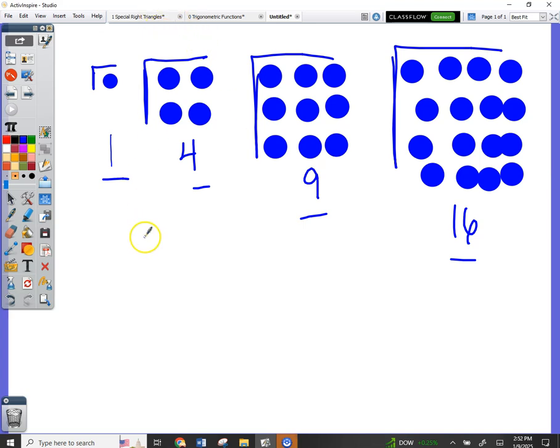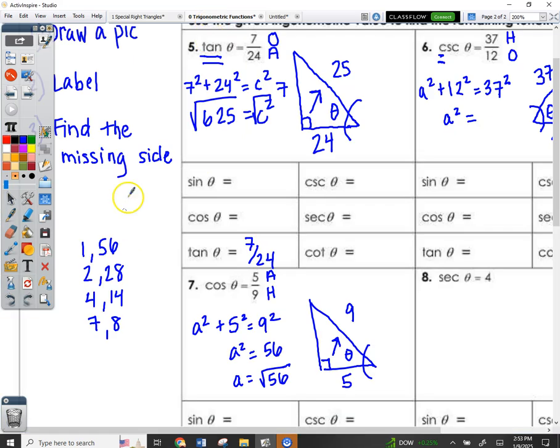Okay, so these are called perfect squares. The square root of these perfect squares comes back to just the row or the column. So the square root of 4 is 2. Okay, so this is a crash course. We need to break down root 56.